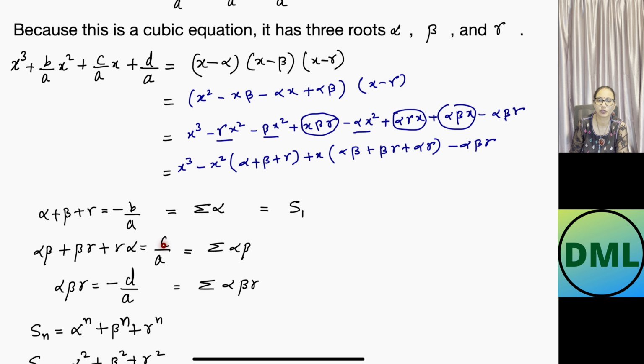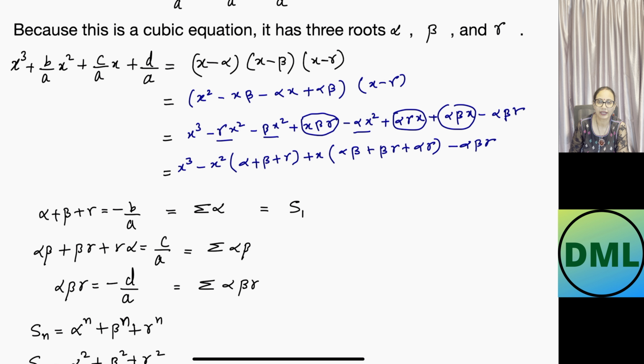C by a will be written as sigma of alpha beta because this is the product of 2 roots alpha beta. So I'll write down as sigma of alpha beta. The third is alpha beta gamma. Alpha beta gamma will be written as sigma of alpha beta gamma. This value will be written as minus d over a. Sn will be written as alpha raised to the power n plus beta raised to the power n plus gamma raised to the power n as it has 3 roots.